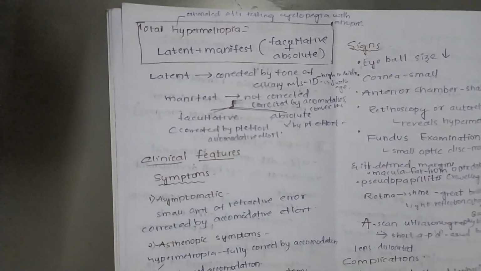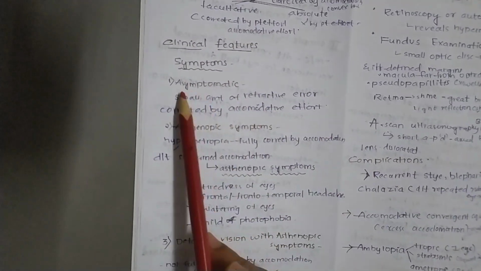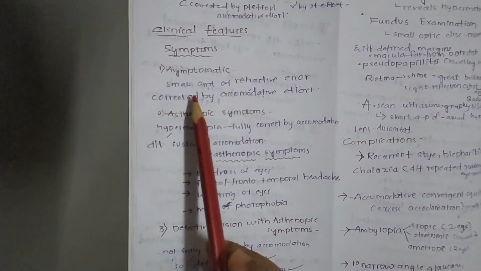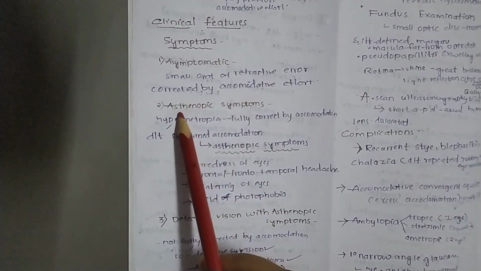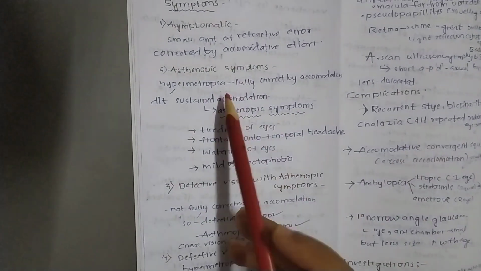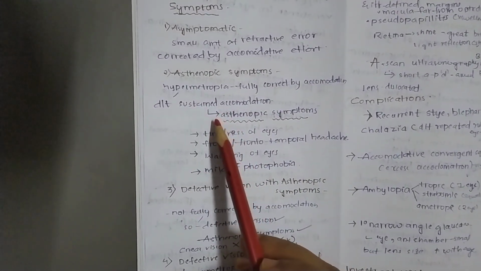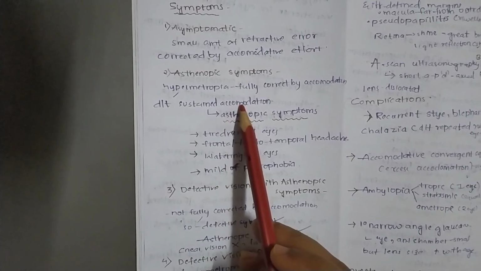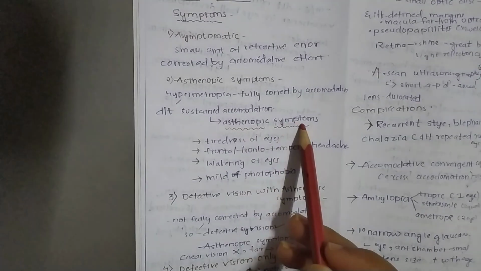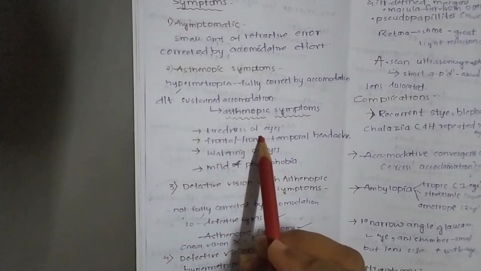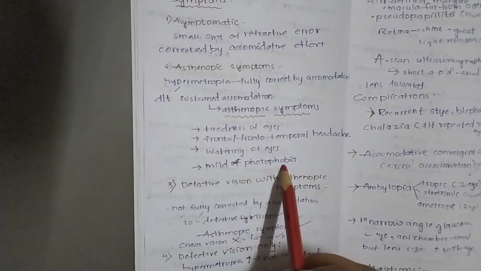So, what are the clinical features of hypermetropia? They include symptoms and signs. So, what are the symptoms? It may be asymptomatic. That means a small amount of error is there which can be corrected by accommodative effort. Next, asthenopic symptoms. Hypermetropia fully corrected by accommodation. That means if sustained accommodation is done, the eye strains a lot and develops asthenopic symptoms. That includes tiredness of eyes, frontal or frontotemporal headache, watering of eyes, and mild photophobia.